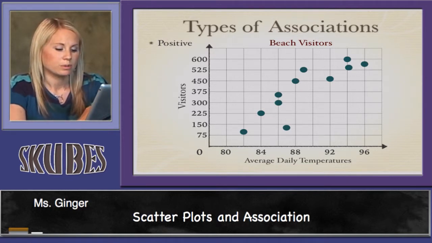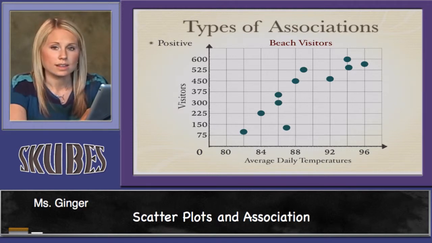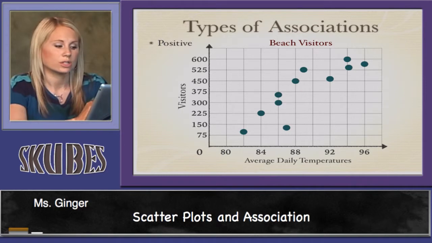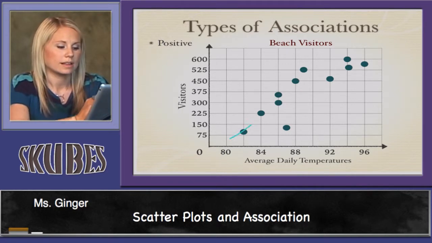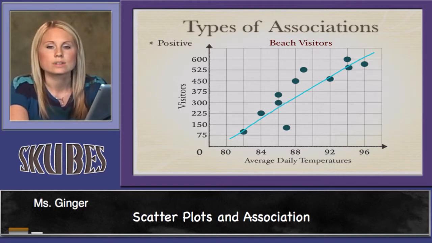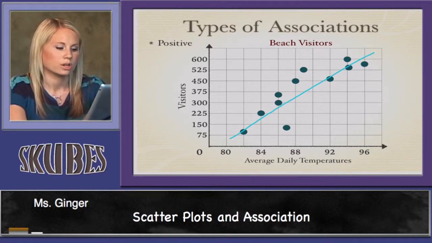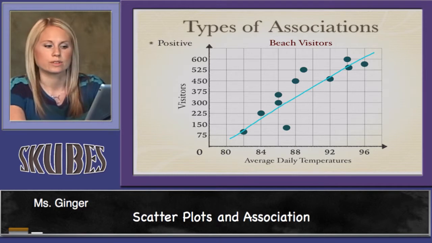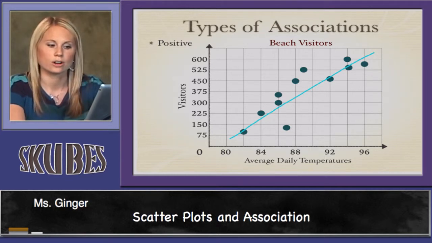Well, we talked about this one, this same chart is seen here. As one thing increased, the temperatures, so did the other, the visitors. And when you see that happen, that is called a positive association. As one thing's increasing, so is the other. The higher the temperature at the beach, the more visitors that this person saw who was charting the data.